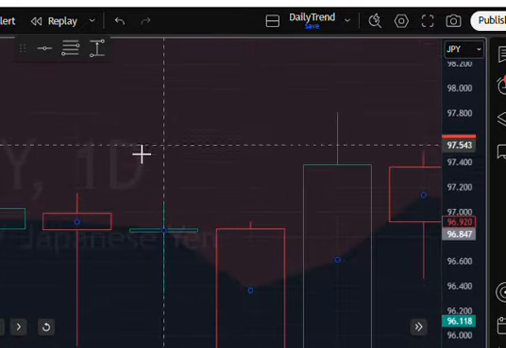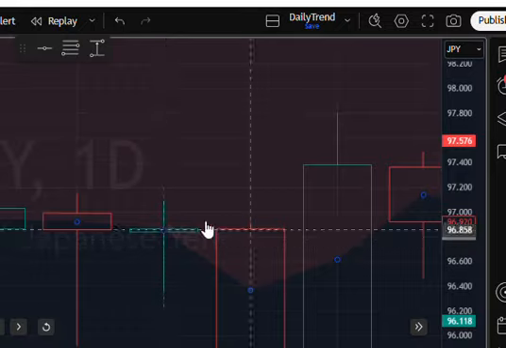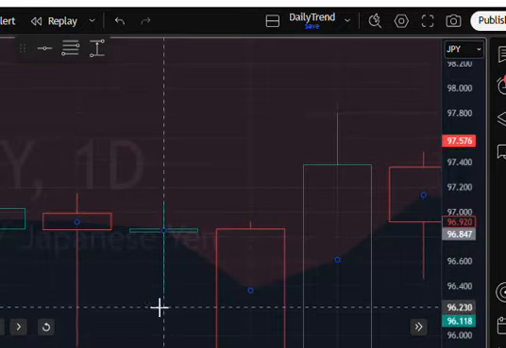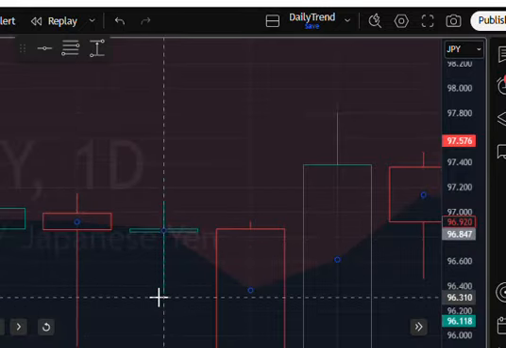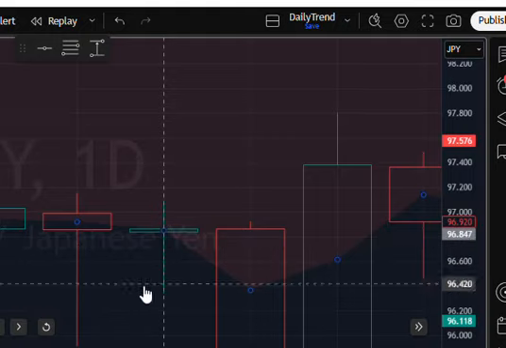Okay, so right here we're bearish. So yeah, this is one, but it's super thin. It's a doji, I believe.